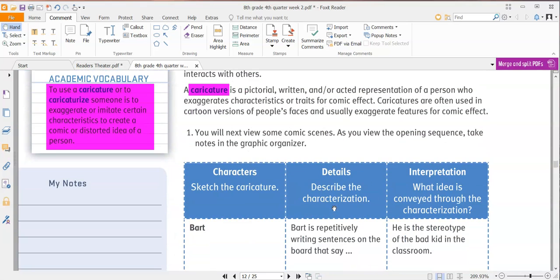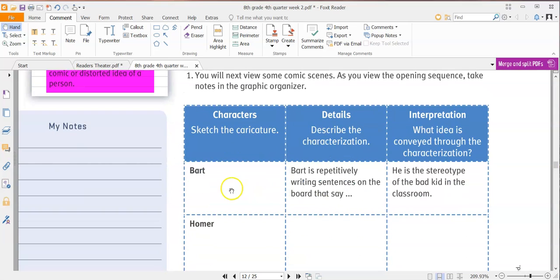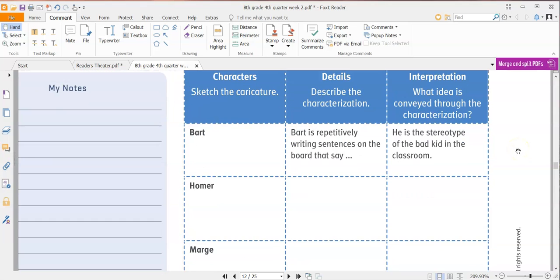So you're going to be viewing some comic scenes. As you open the viewing sequence, you're going to take notes in the graphic organizer. I'm going to post these on Canvas for you. One of them is going to be Bart Simpson, obviously. He is repetitively writing sentences on the board that say, and then you're going to put what it is that they say. And then your interpretation, this is their example. He is the stereotype of a bad kid in the classroom.